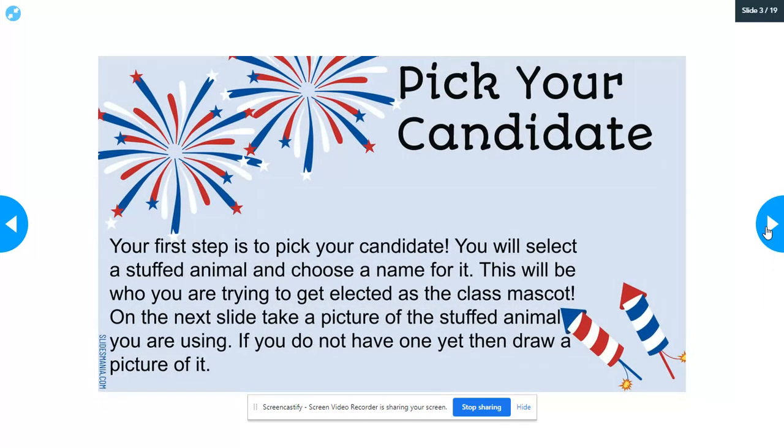So our first step, you're going to pick your candidate. Now, you are not actually going to be running yourself. You will select a stuffed animal from home and choose a name for it. This will be who you're trying to get elected as the class mascot or president. On the next slide, you're going to take a picture of your stuffed animal that you're using. If you don't have one yet, then draw a picture of it and feel free to let me, Ms. Tart, or Ms. Pullum know if you need a stuffed animal you can borrow.